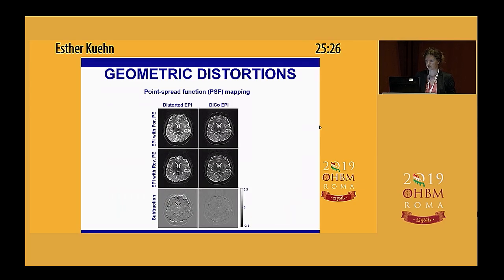This is another example where the influence of the different phase encoding directions for EPI images is shown. And again, you see that the corrected image is much less distorted, much less changing with respect to the phase encoding compared to the uncorrected image. And here, as you heard in the first talk, we just did a subtraction image, and you see that there is a lot of difference in the signal for the non-corrected image, but a relatively stable signal for the PSF corrected image.